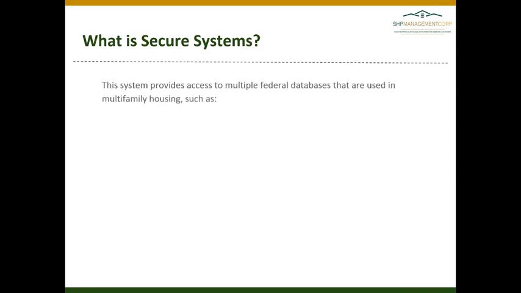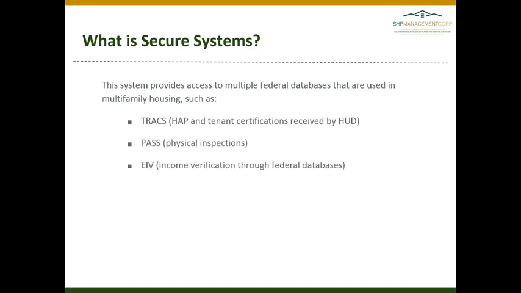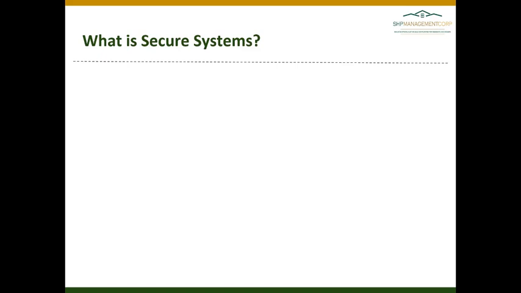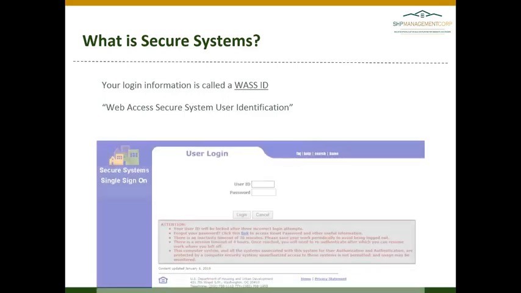This system actually provides access to multiple federal databases, such as TRACS, PASS, and EIV. Your login information is called a WASS ID. This stands for Web Access Secure System User Identification.